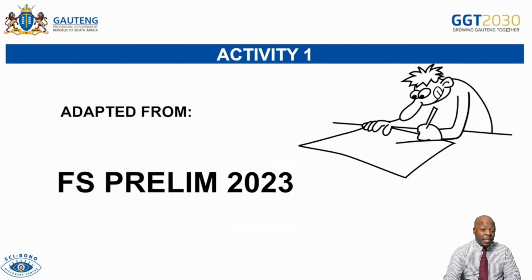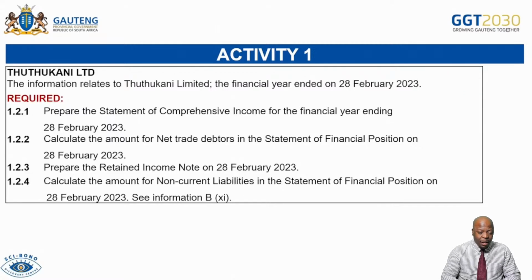This one is the first activity where we're going to do calculations, and it is adapted from the Free State Prelim for the year 2023. Okay, so I want us to go through this together. There is some interesting adjustments. Maybe you've done it before, but it is very important that we go through it together so that you can remember some of the things if you have already done them. Okay, so let us then begin. It is very important that you read your information and understand. One of the things that you need to get when you read.